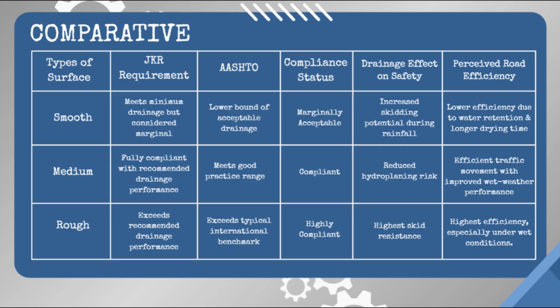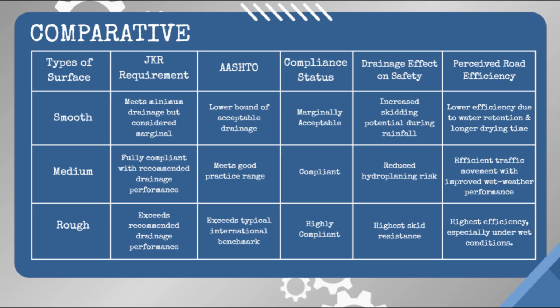Now for the most critical part: drainage effect on safety. Smooth surfaces are only marginally acceptable. The slow drainage we measured directly leads to water film formation. Medium surfaces are fully compliant, offering reliable water dispersal to maintain tire contact. Rough surfaces are highly compliant, providing the fastest water removal and the lowest risk of hydroplaning.